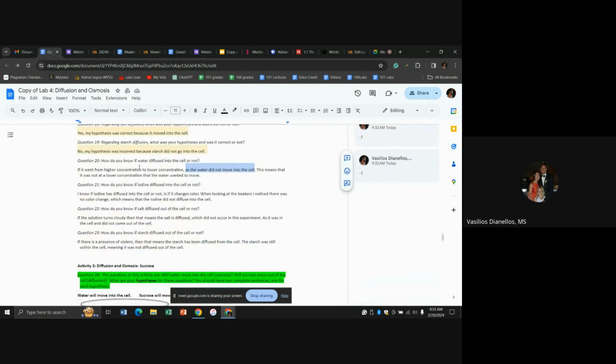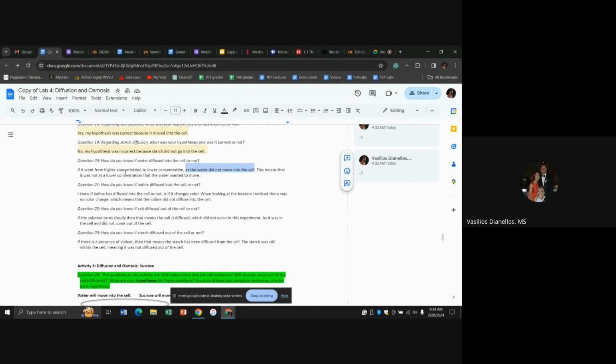So, but anyway, going back to your answer, yes, water did move into the cell. So that's one of the reasons you're going to lose a point here. This means that it was not at a lower concentration. All right. Well, I do at least like your logic, so that was good, right? Had you been correct, had water not moved into the cell, then that would be correct.